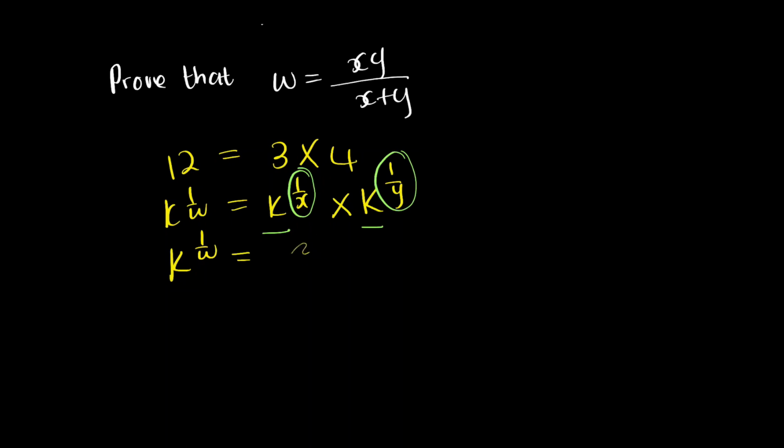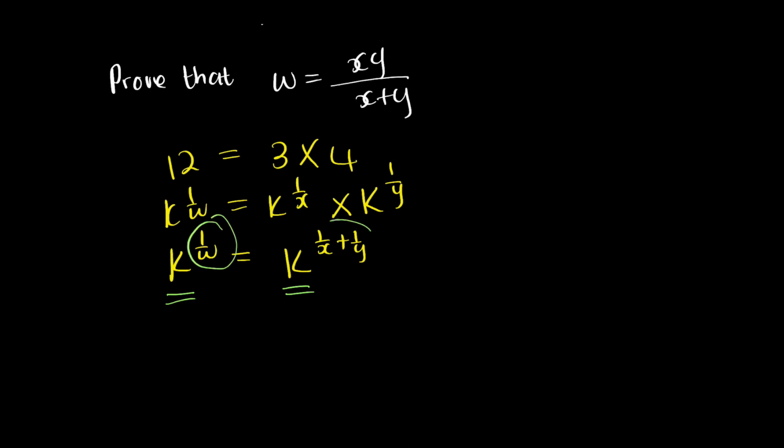So we'll keep the base the same, we still have a k to the power of 1 over x plus 1 over y. And now we have an equation with our bases being the same. When the bases are the same, you can go ahead and equate your exponents. So we're going to make the exponents equal. So therefore, 1 over w is equal to 1 over x plus 1 over y.